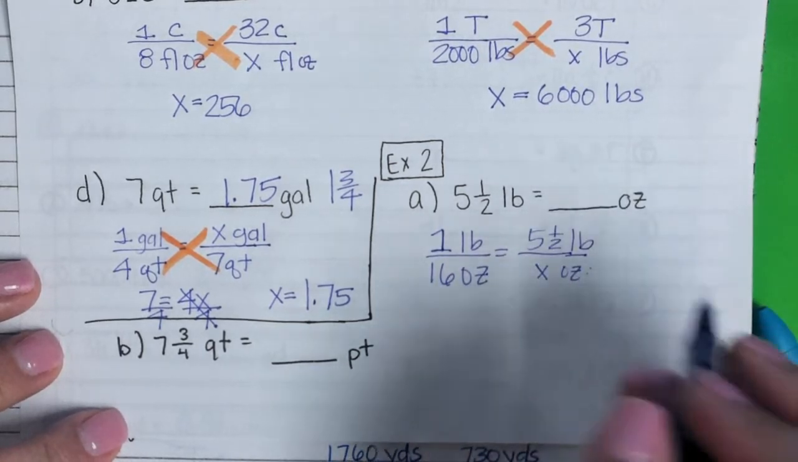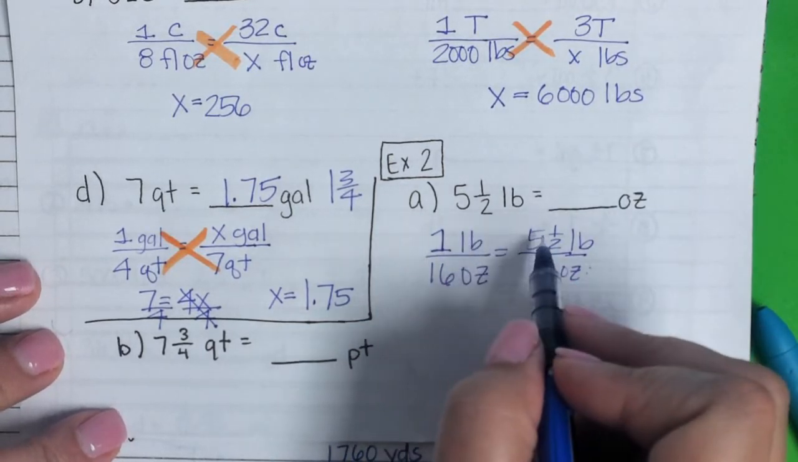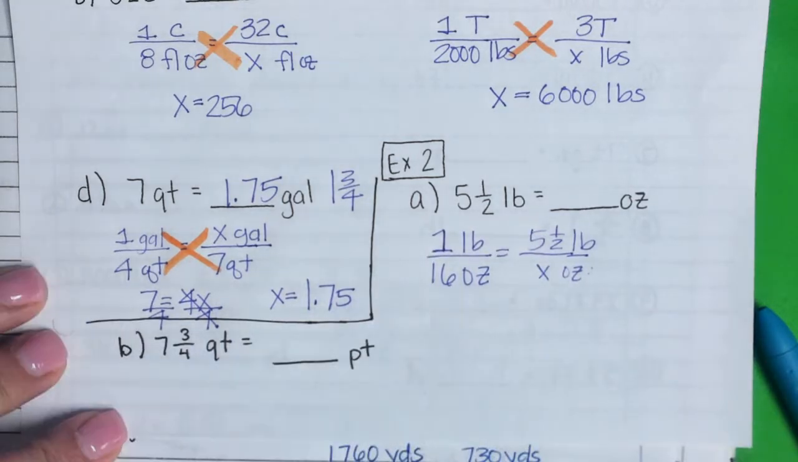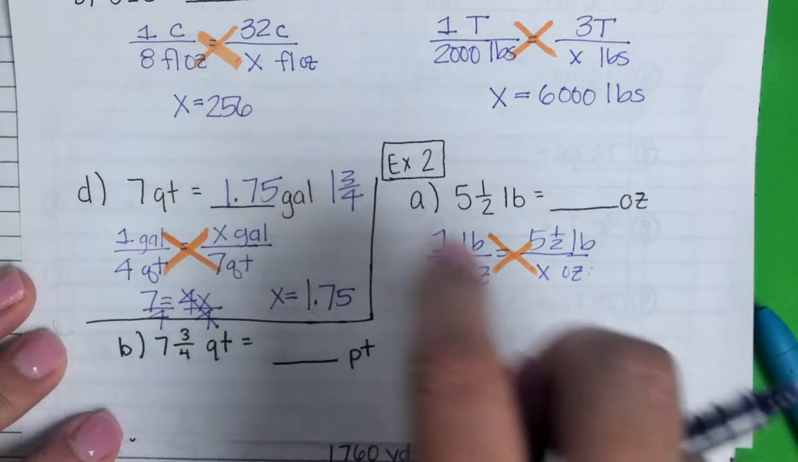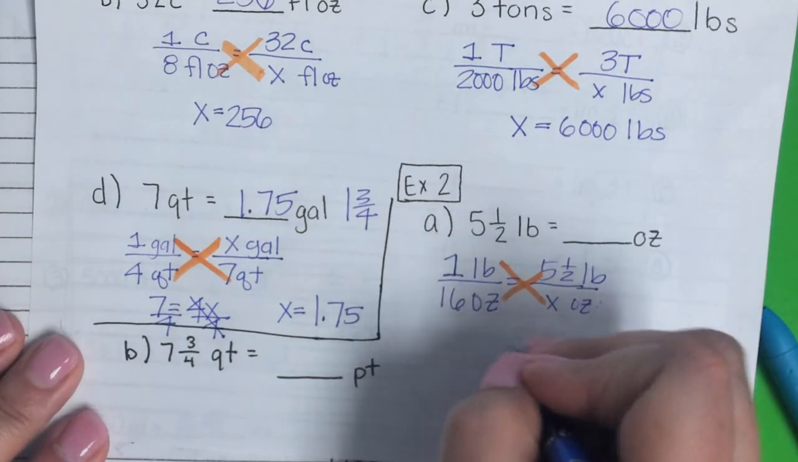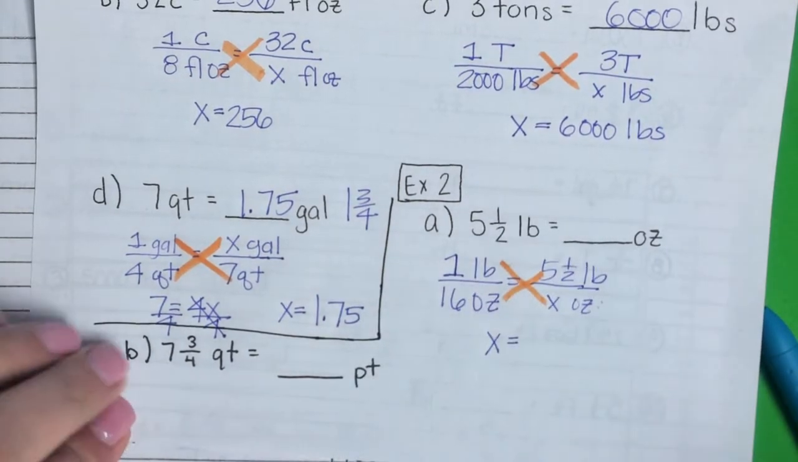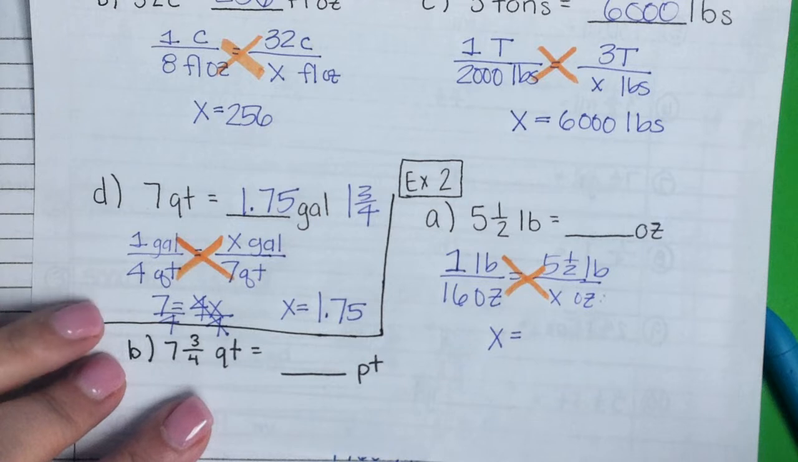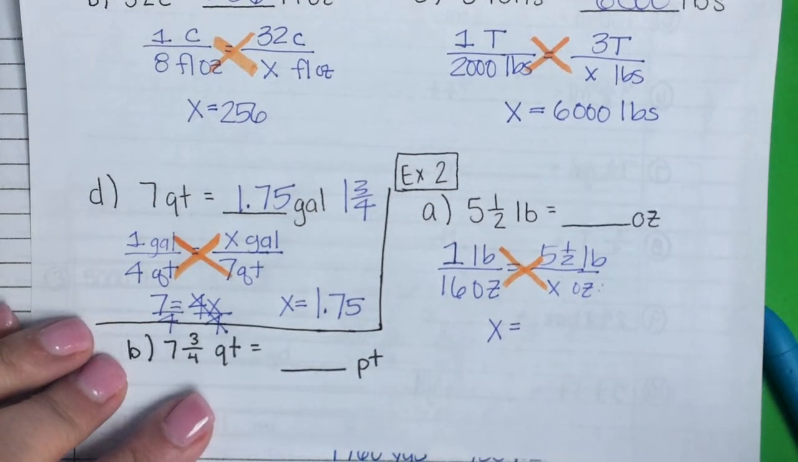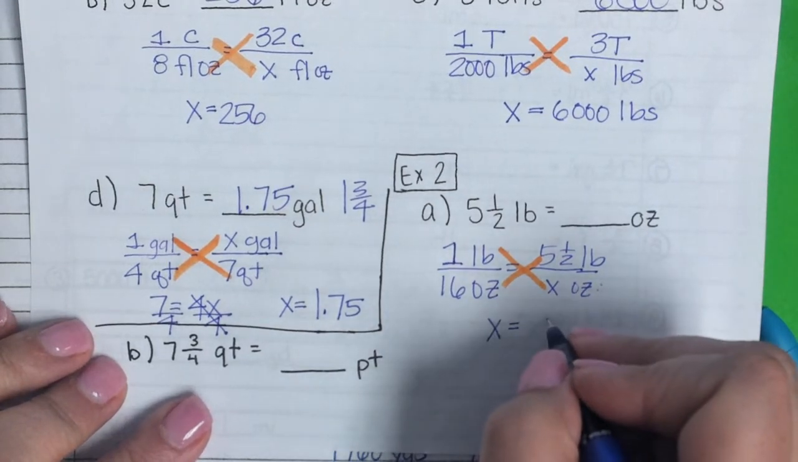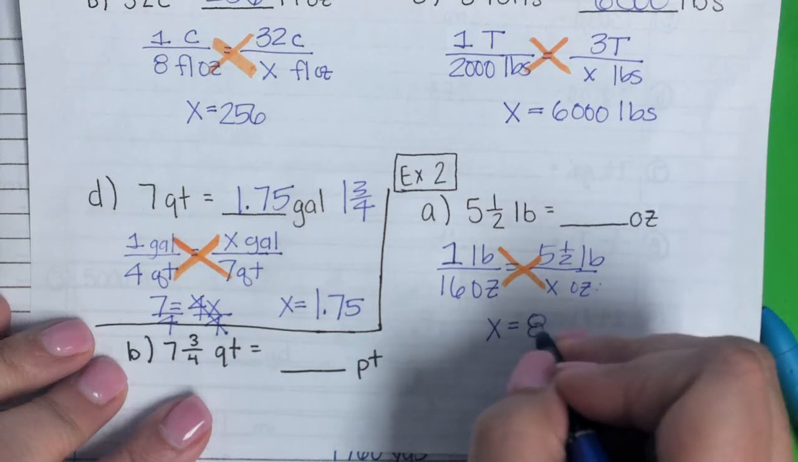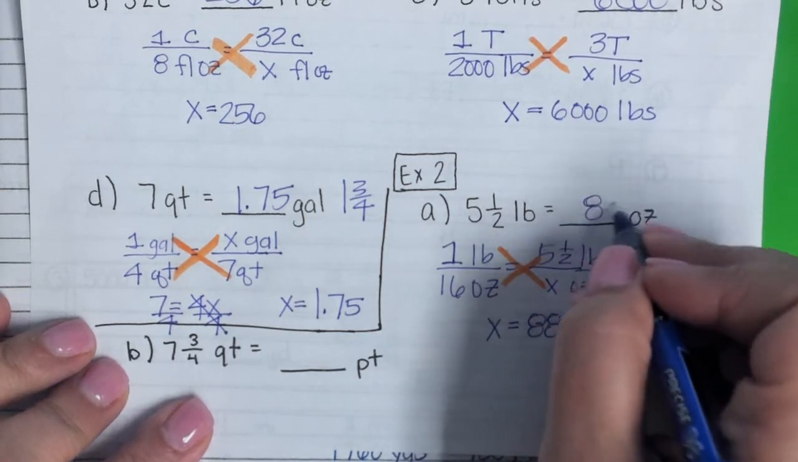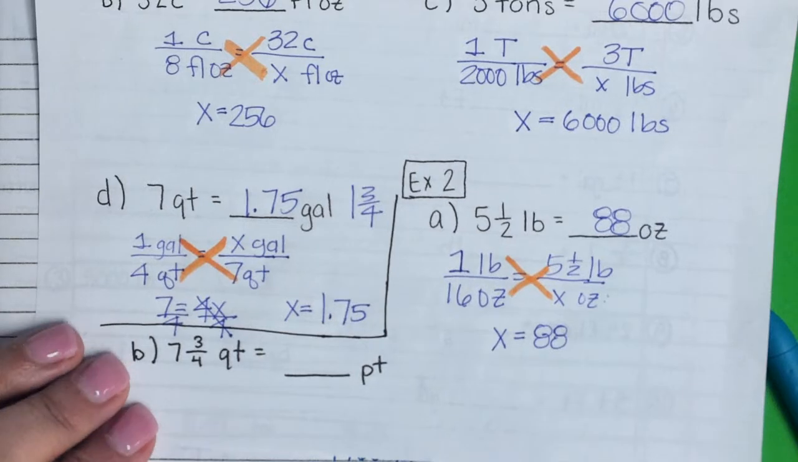Now, again, we could say 1 times 5.5 gives us 5.5. And we can also cross multiply either way. What is 1 times x? And then 16 times 5.5? It's 5 times 16, and then you do 16 times 1/2, and then 88. There you go. So 88 ounces.